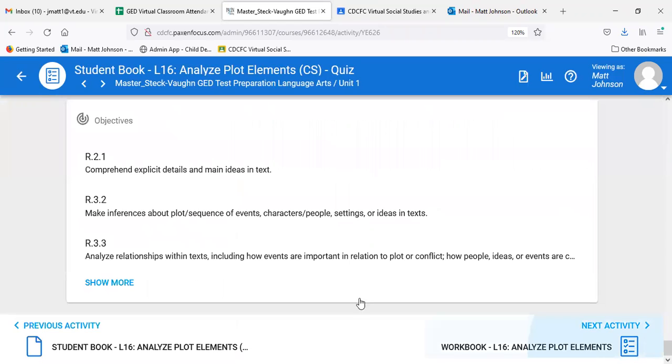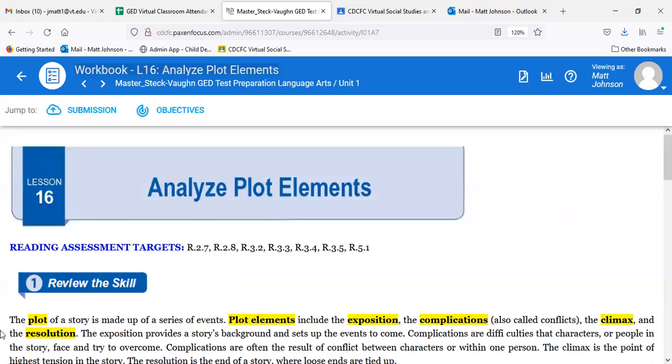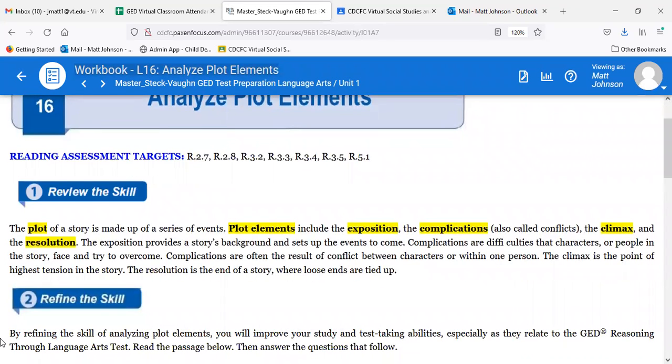So lesson 16, analyzing plot elements here. And just reiterating that idea, the plot of the story is made of a series of events. Plot elements include exposition, which is background information, whether it's about the characters or a history of a place, just giving that needed information to help move the story along.